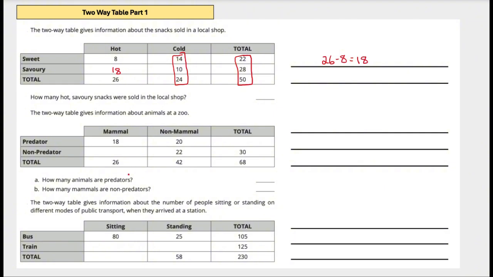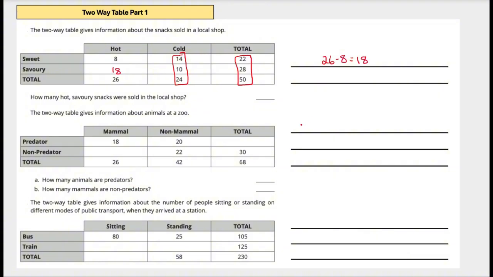So we're going to do the same again, but now there's going to be 2 missing. So you always look at the easiest option. What's the easiest option? Well, they're both pretty much the same, aren't they? Actually, I'm going to go for this one first. Let's start at the top. So we've got predators, and they want to know how many animals are predators.